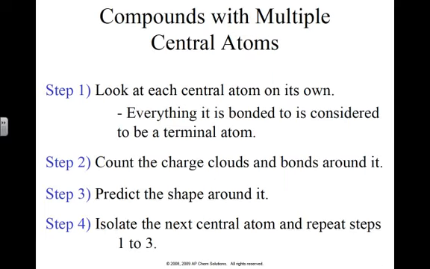Compounds with multiple central atoms. Look at each central atom on its own. Everything it is bonded to is considered to be a terminal atom. Count the charged clouds and bonds around it. Predict the shape around it. Isolate it. This is really simple.